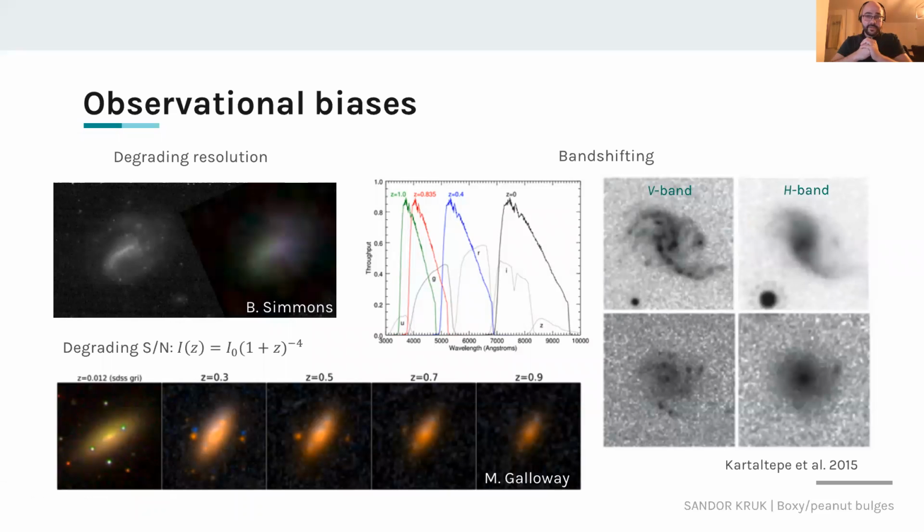High-redshift datasets suffer from various effects or observational biases, such as degrading resolution, degrading signal to noise because of cosmological dimming, and also band shifting. All these affect the way galaxies appear. We need to account for them if we want to control the observational biases.